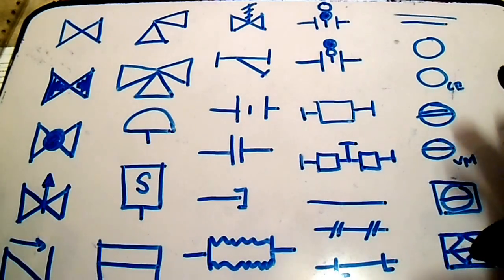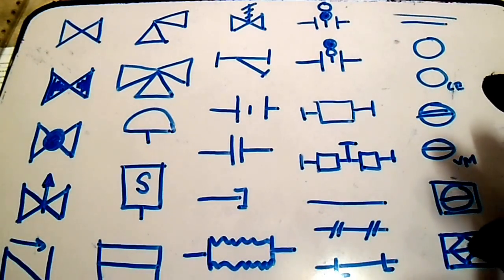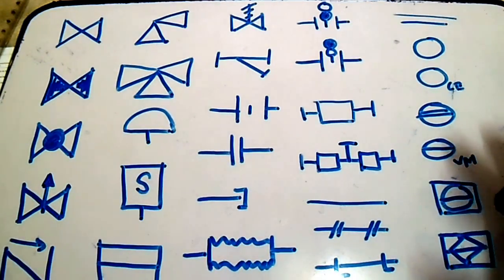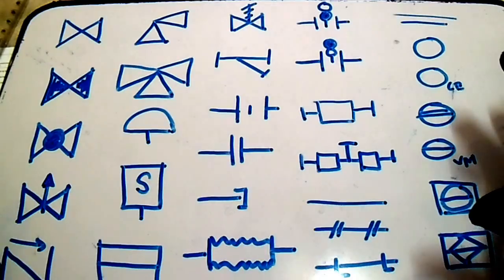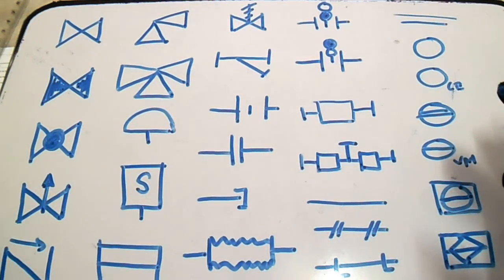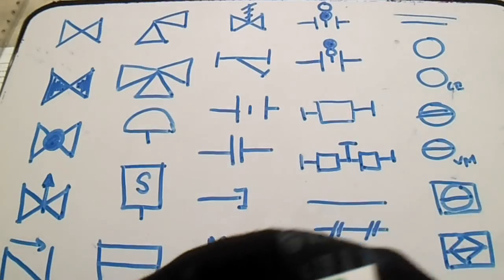So this is all about symbols. These symbols you can see in the P&ID. P&ID is piping instrument diagram. So here are all the symbols for the P&ID. We will start from here.